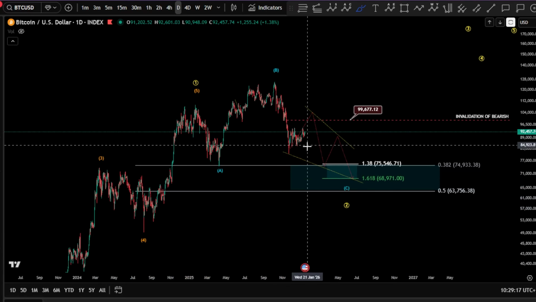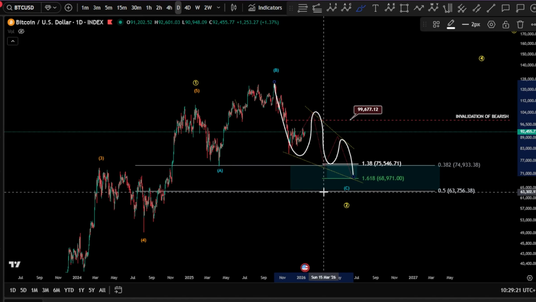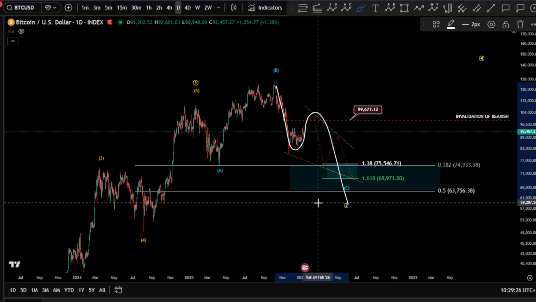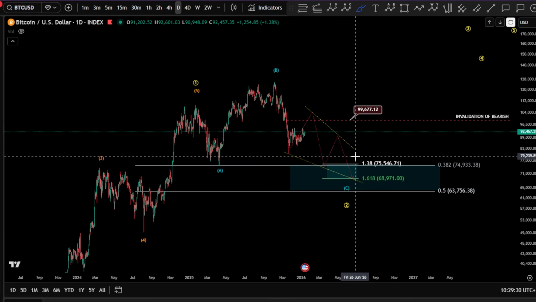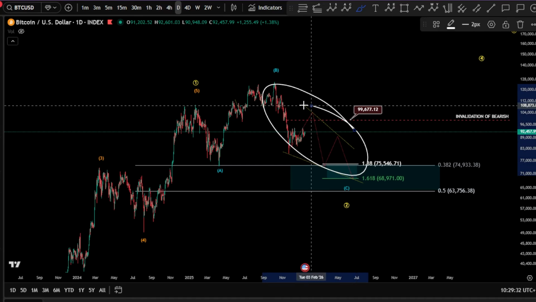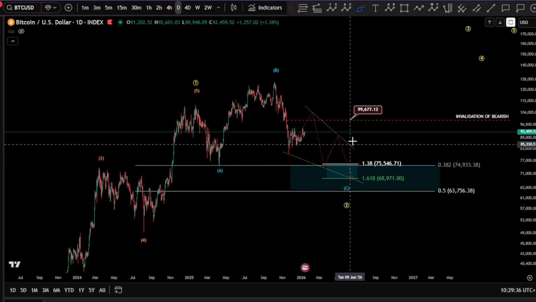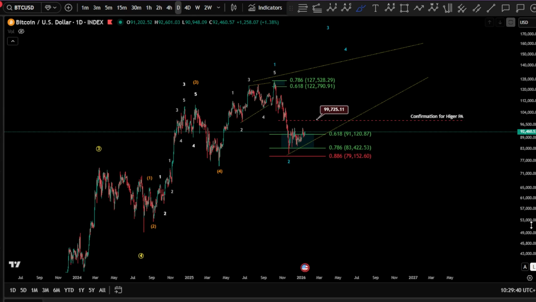So two possibilities, or highest possibility right now, can be of course the ending diagonal, or it can be a deeper ABC zigzag here, or I would say WXY unfolding. The highest possibility goes right now for the diagonal, actually, as a 1, 2, 3, 4 and a 5. This is my highest possibility right now, again, for Bitcoin on the daily.